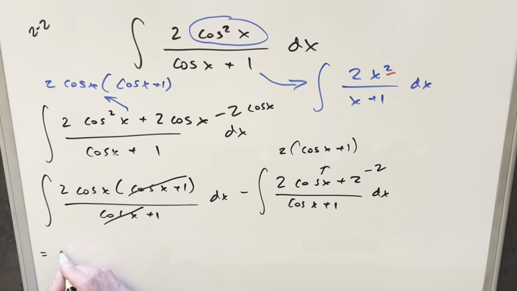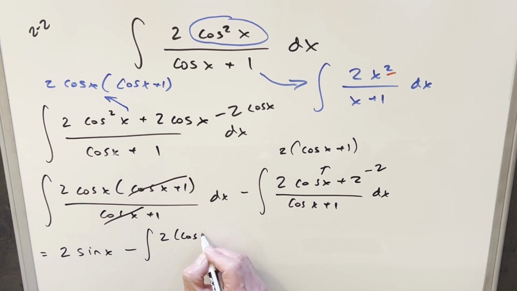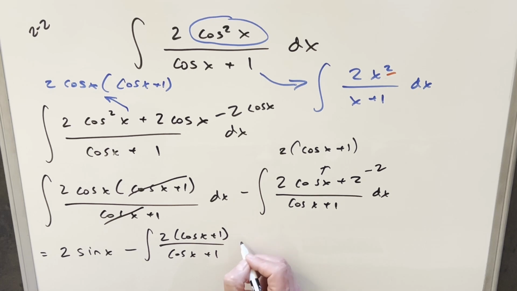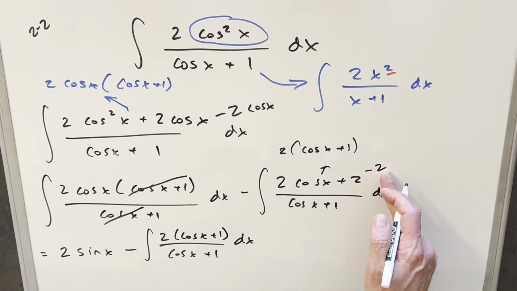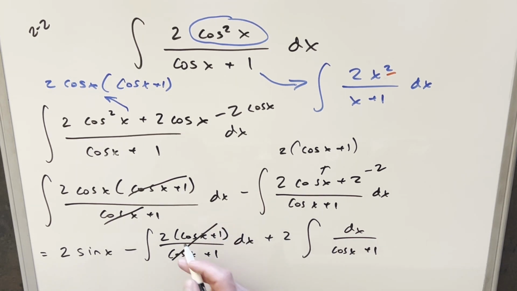Integral of cosine x is just sine x, so for this first piece, we get 2 sine x. Then here for this integral, we'll use this factorization we did right here, and write it as 2 times (cosine x plus 1) all over (cosine x plus 1). But then for this minus 2, I'll split this into a separate integral, but minus times minus gives me plus. I'll bring the 2 out front, and this last integral is just going to be dx over cosine x plus 1. But then again, we get cancellation here, so we're just integrating 2.